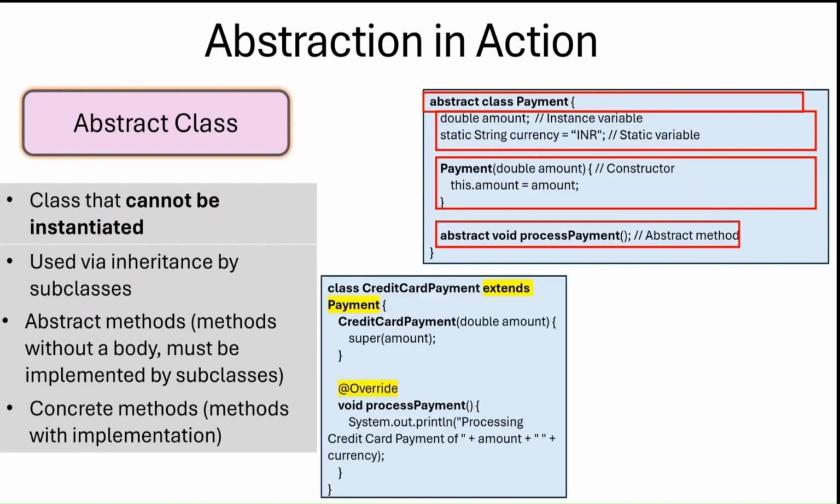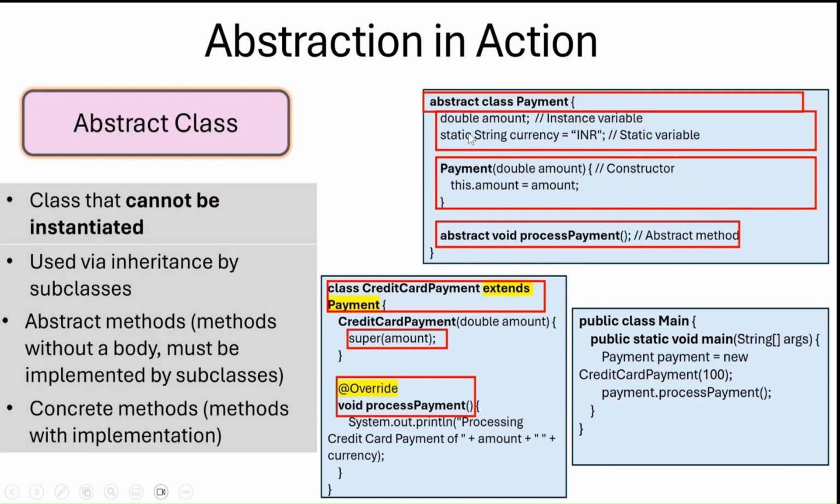For example, CreditCardPayment, which is extending the Payment abstract class. You can see the override keyword here. It means that it has to implement processPayment and add its own payment processing logic. And you can see from the CreditCardPayment constructor, we can call the abstract class constructor using super to initialize the instance variable. So we achieved the abstraction using the abstract class, where we can keep the common variables or methods, and that can be extended by the subclasses.